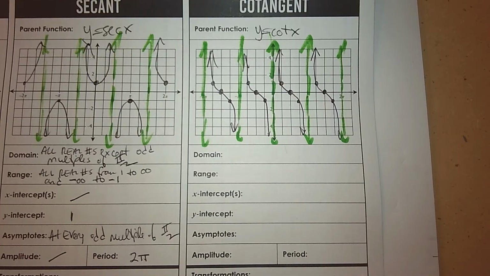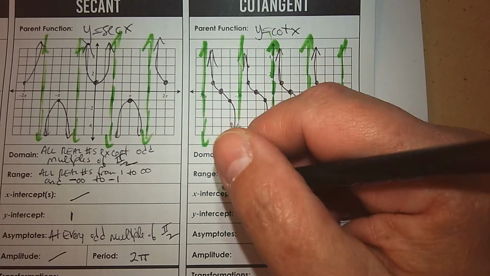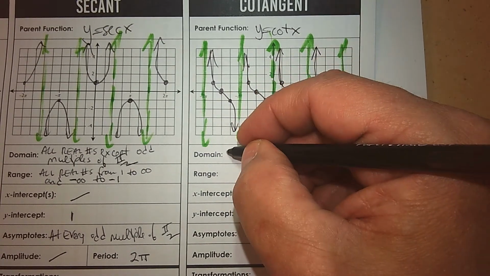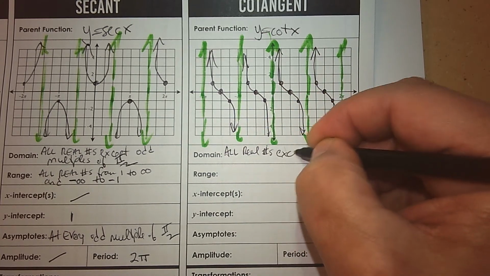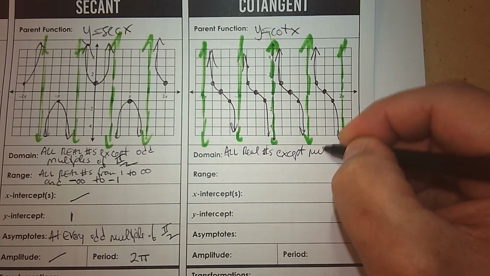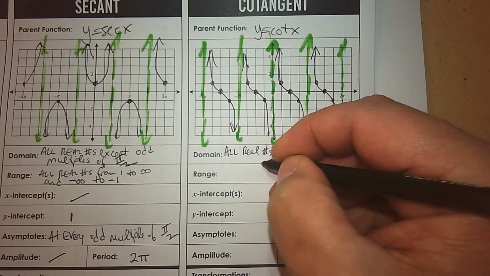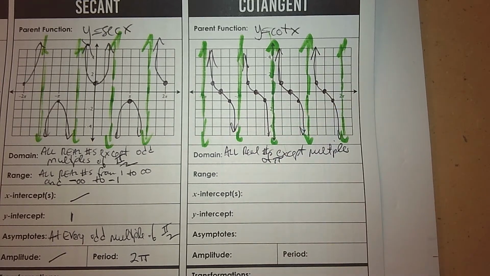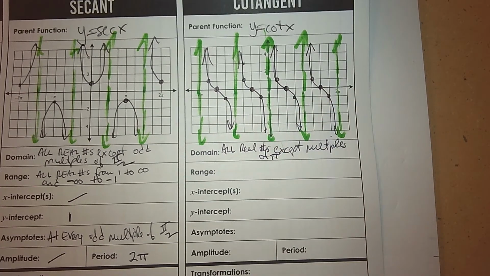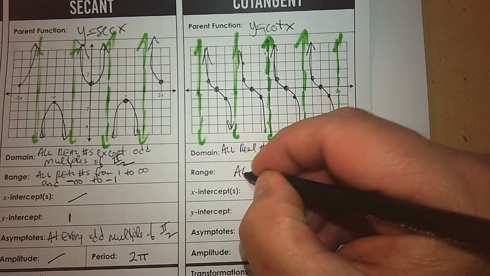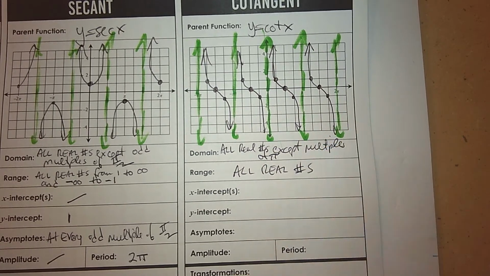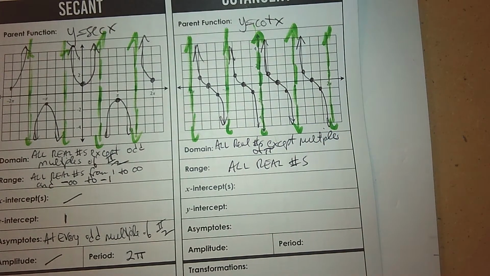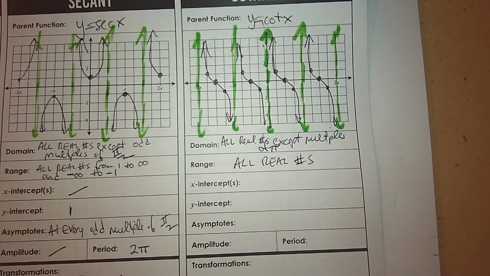The domain here is the same as cosecant. So the domain is all real numbers except multiples of pi. The range is like tangent. The range is all real numbers. Every number is in the range. It goes up forever and down forever without any breaks.